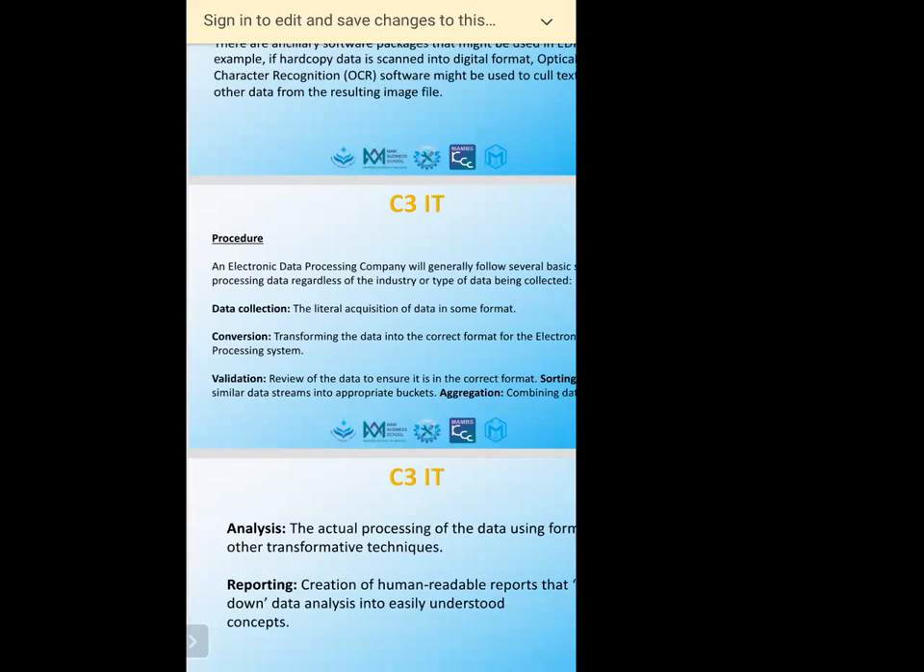All of you, do you know anything about validation? Validation means allowing the correct range of data. That is called validation.